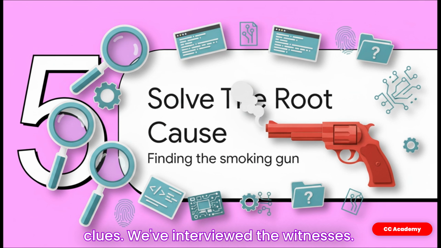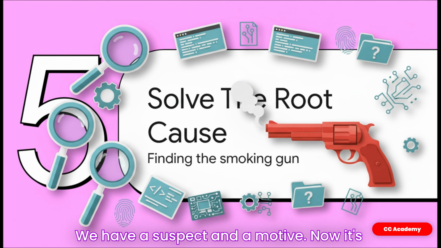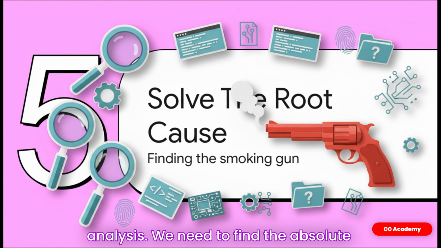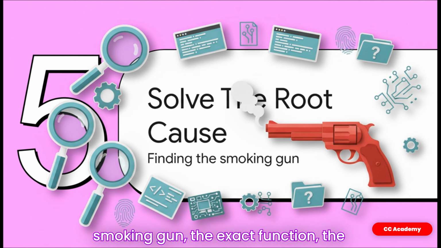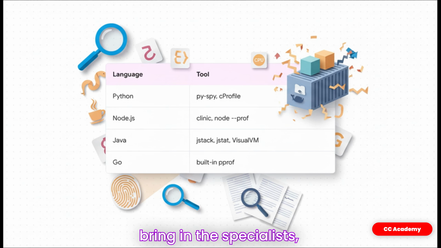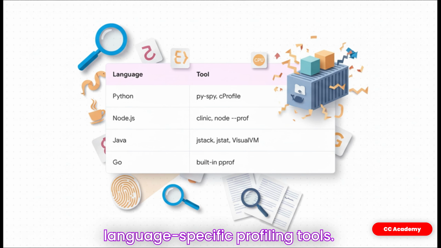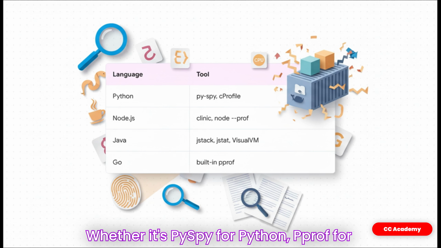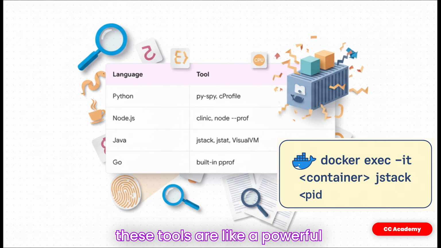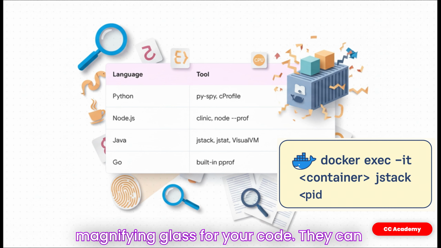We've gathered the clues. We've interviewed the witnesses. We have a suspect and a motive. Now it's time for the final step, deep forensic analysis. We need to find the absolute smoking gun, the exact function, the exact line of code that's causing this whole mess. And this is where we bring in the specialists, language-specific profiling tools. Whether it's py-spy for Python, pprof for Go, or something like jstack for Java, these tools are like a powerful magnifying glass for your code.